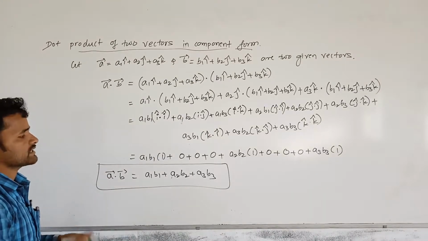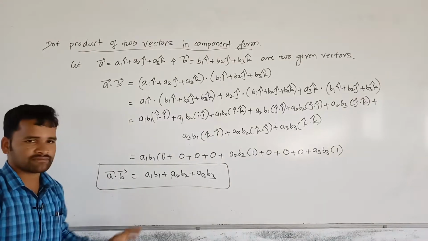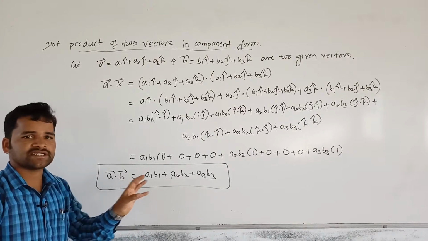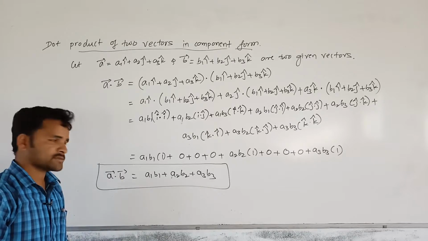Suppose two vectors are given in component form, then their dot product is found by multiplying the corresponding components and taking the sum of all those products.